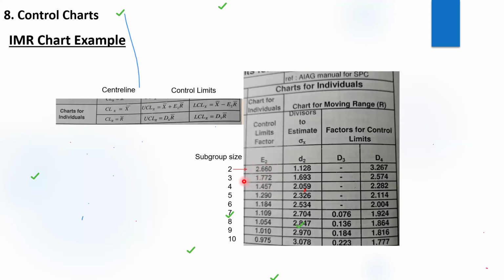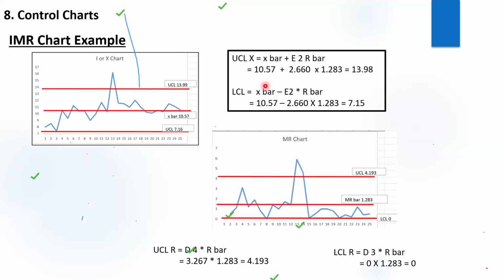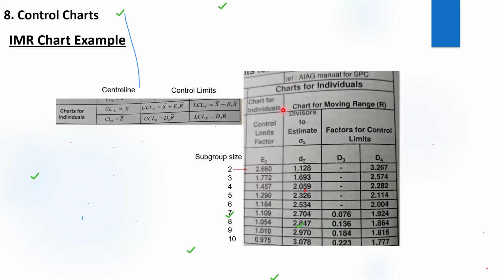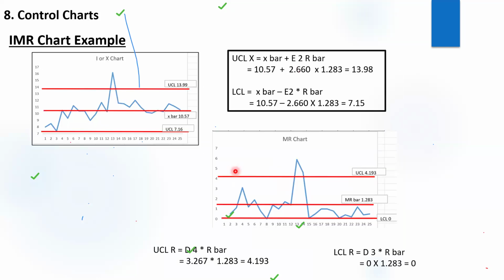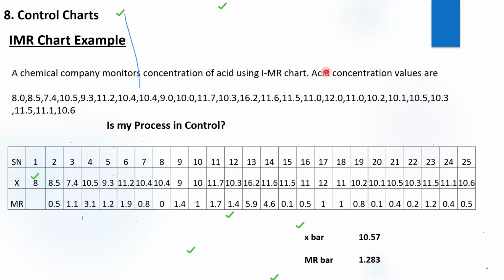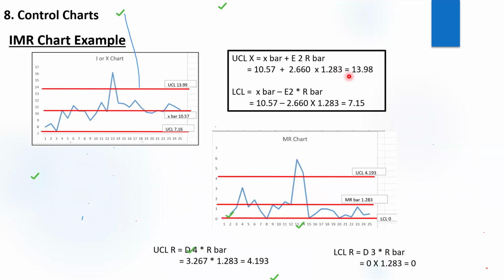If the subgroup size is 3, you can use 1.773. Now my subgroup size is 1, but 1 is not mentioned here, so I can take 2. So X bar 10.57 plus E2, which is 2.660, into R bar. R bar is called MR bar, which is 1.283. So the total is 13.98. That is my upper control limit, so I will draw a line at 13.99.